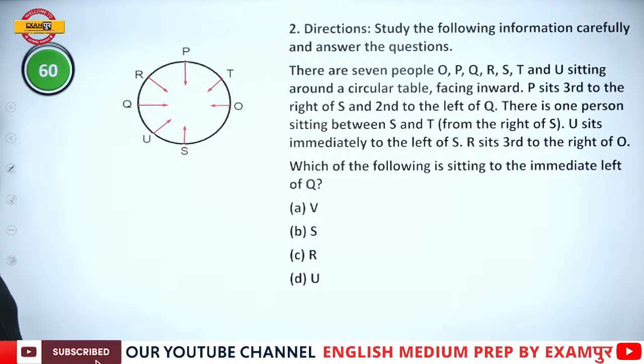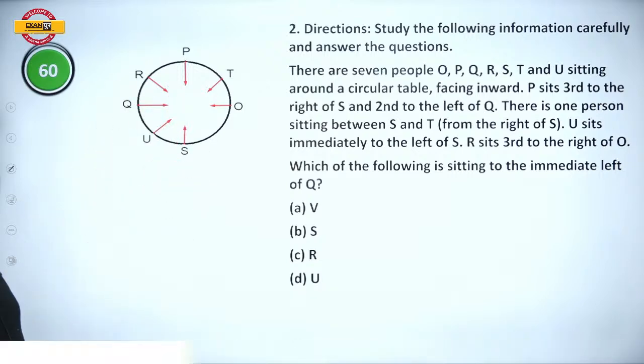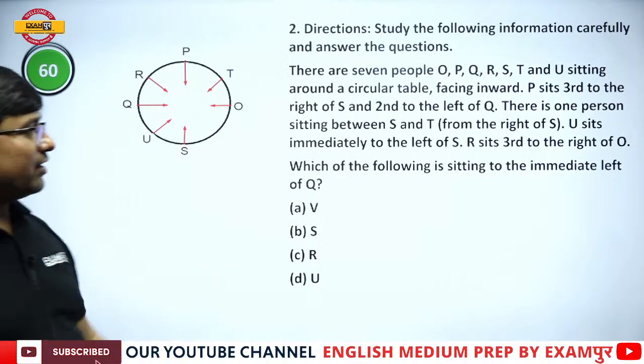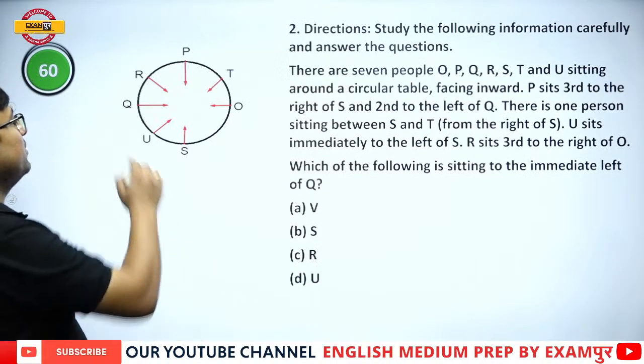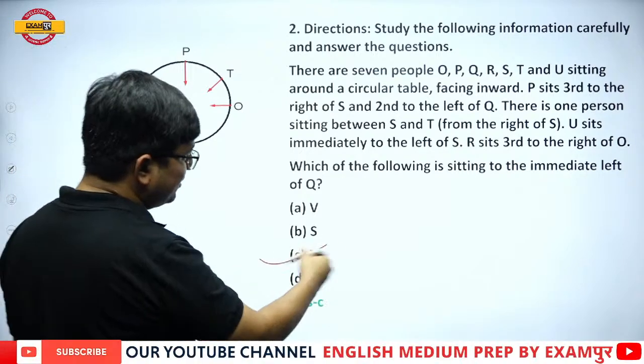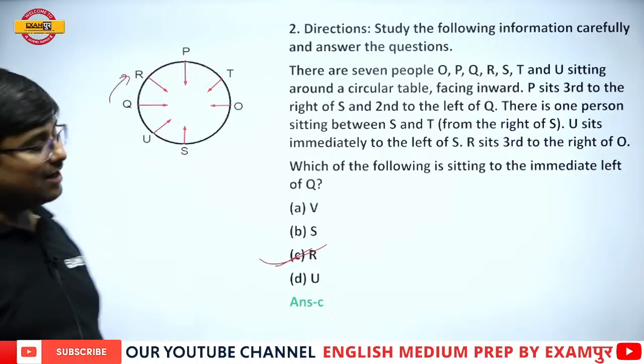Now, the same thing. See, RPT, QO, US. Okay, fine. Next. Which of the following is sitting to the immediate left of Q? Immediate left of Q is R. And therefore, the correct answer is option number C, that is R.